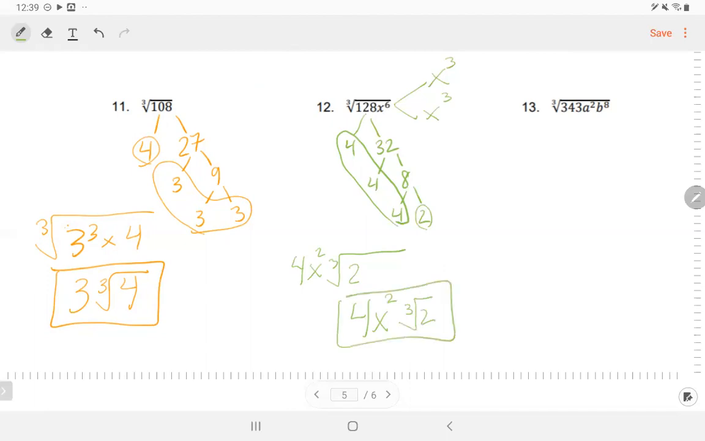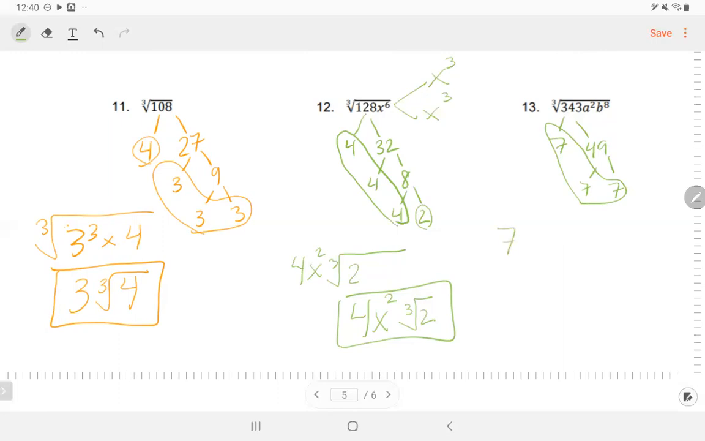13. So 343, I'm just going to try and think what number divides evenly into 343. 4 doesn't go in evenly, 5 doesn't go in evenly, 6 doesn't go in evenly, but 7 goes in evenly. 7 goes in 49 times, and 49 can again be broken up into 7 and 7. So I know that the cube root of 343 is 7.